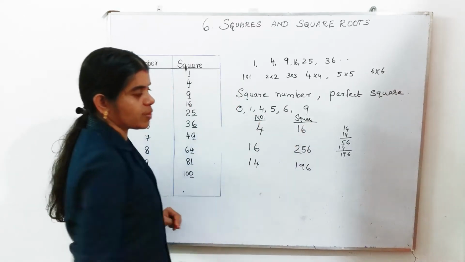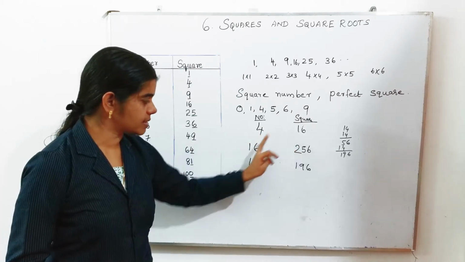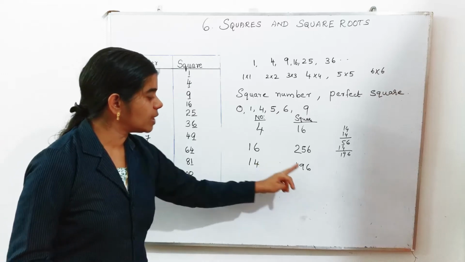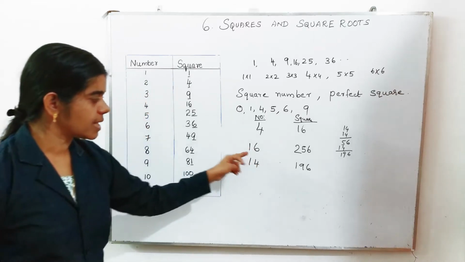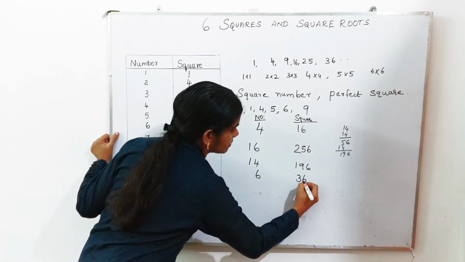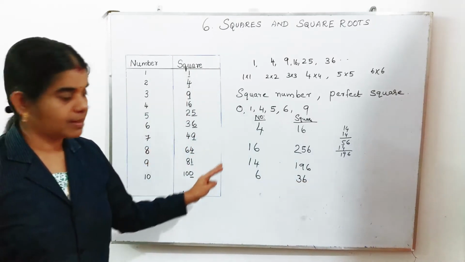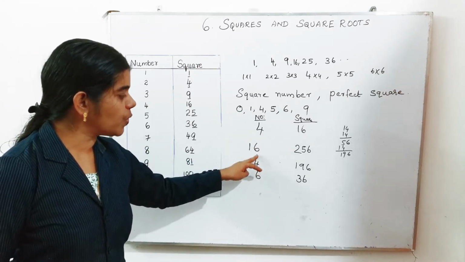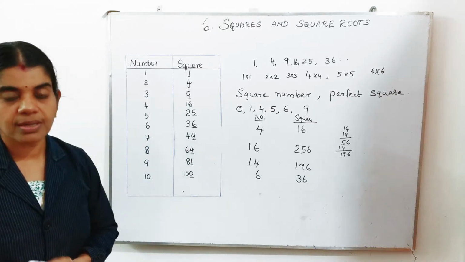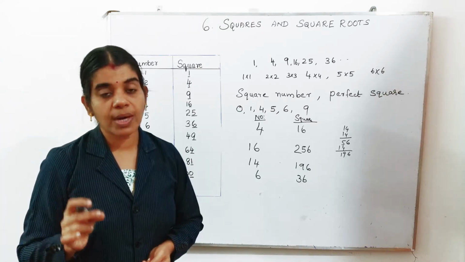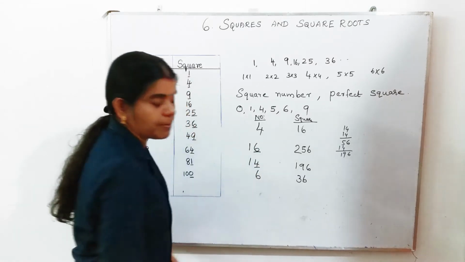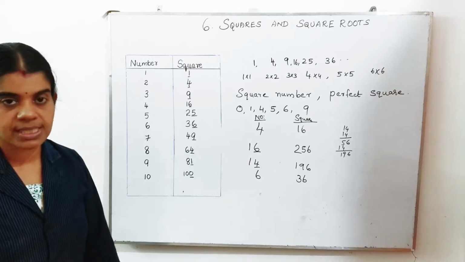This is the number and its square. 4 into 4 you are getting 16. 16 into 16 you are getting 256. 14 into 14 you are getting 196. Again you know 6 into 6, you are getting 36. If a number ends with 4 or 6, when just a number is given, you want to look at its ones place digit. Here the ones place digit will be 6, here the ones place digit will be 4. This is only a one digit number.